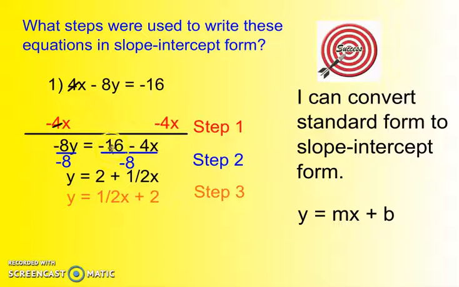So I notice that each term is being divided by negative 8. And what happens is, when we do that, we get y equals, and negative 16 divided by negative 8 is 2, plus, because a negative divided by a negative is positive, 4 divided by 8, or 4/8, is simplified down to 1/2. So 1/2 x. How about step number 3? What do you notice?